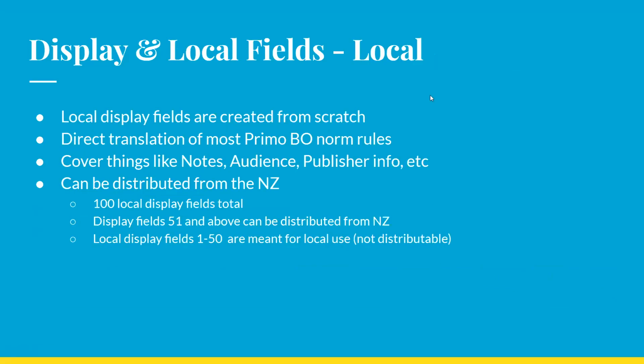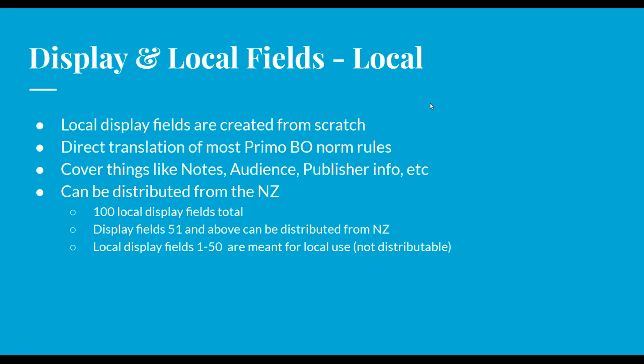For local fields, they are created from scratch in Alma. For the most part, they are direct translations from the Primo back office. These cover things like notes, audience, publisher information, MMS IDs, etc. And these can be distributed from the network zone, so everybody just gets those at once, which makes our life a lot easier.